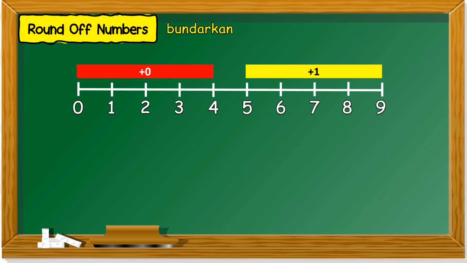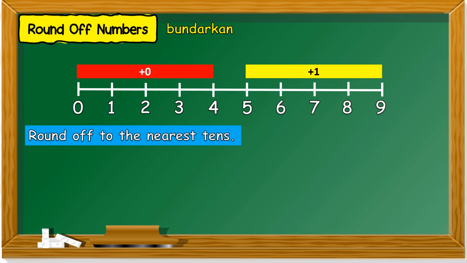Maybe a bit confusing for you? Let's look at some examples. Round off to the nearest tens. So we are going to round off to the place value of tens.